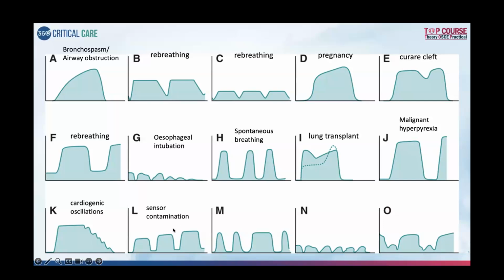This is sensor contamination, where there is a gradual increase in CO2 level. So the baseline also gradually increases. You can see this in sensor contamination. M is spontaneous breathing with intermittent ventilation. So the square pattern here is the mandatory breath, followed by these two, which are the spontaneous ventilation.